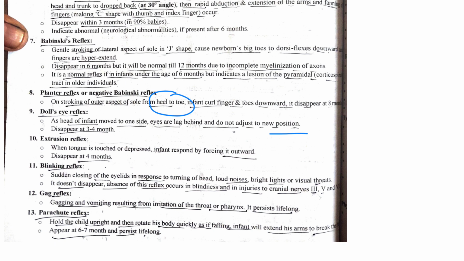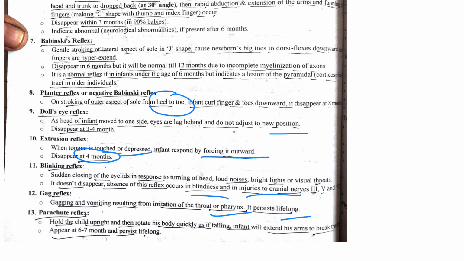Next, extrusion reflex. When the tongue is touched or lip raised, the infant responds by forcing outward. Disappears at 4 months. Blink reflex. Sudden closing of the eyelids in response to turning of the head, loud noises, bright lights or visual threats. If it does not appear, absence of this reflex indicates blindness and injuries to the cranial nerves third, fourth and seventh.